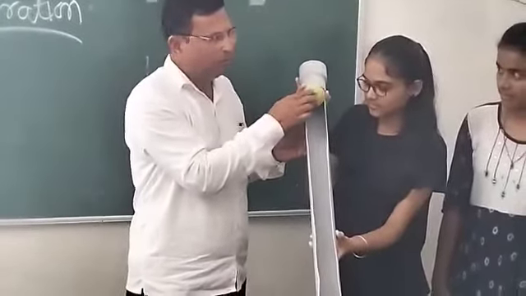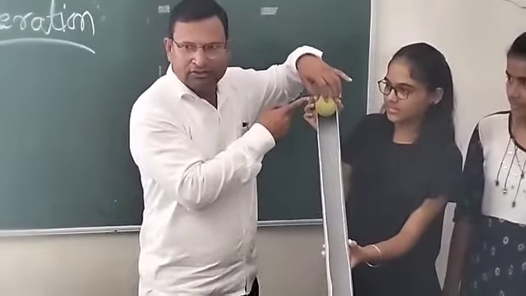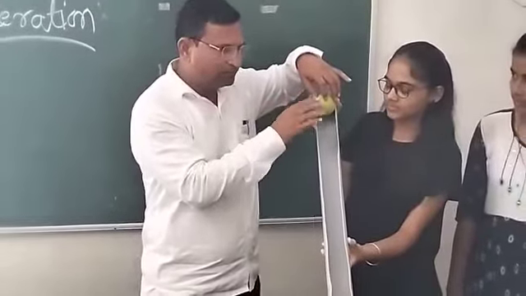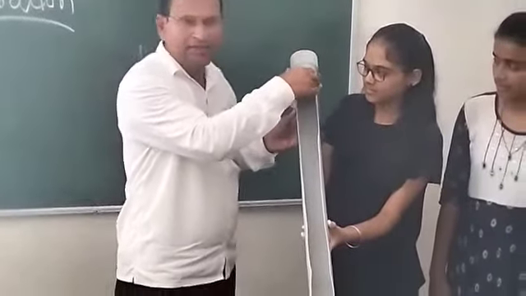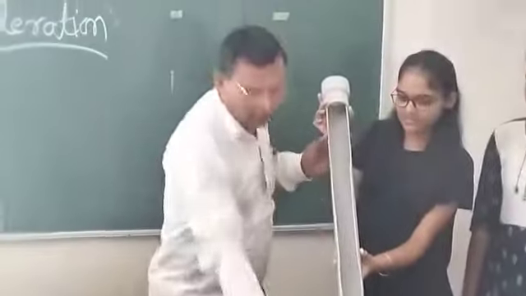Now here I am holding it. What is the speed of the ball? What is the velocity? Velocity is 0, correct? Then I release this ball. You have to observe the velocity. Okay? See here. Once again I will show you.